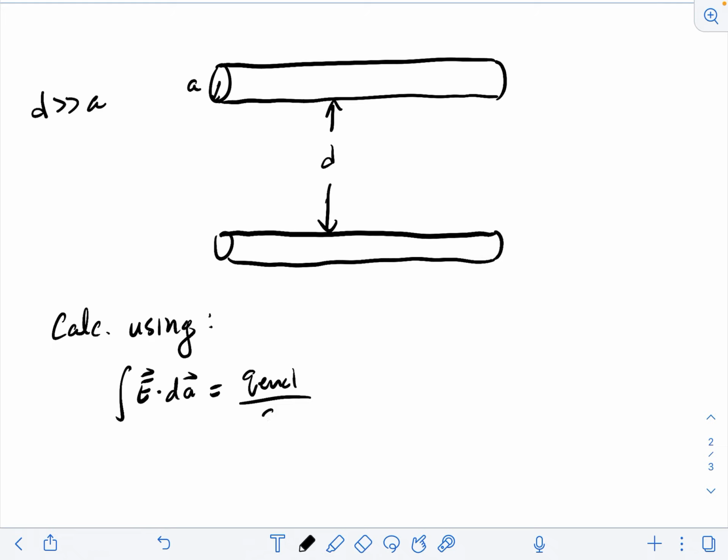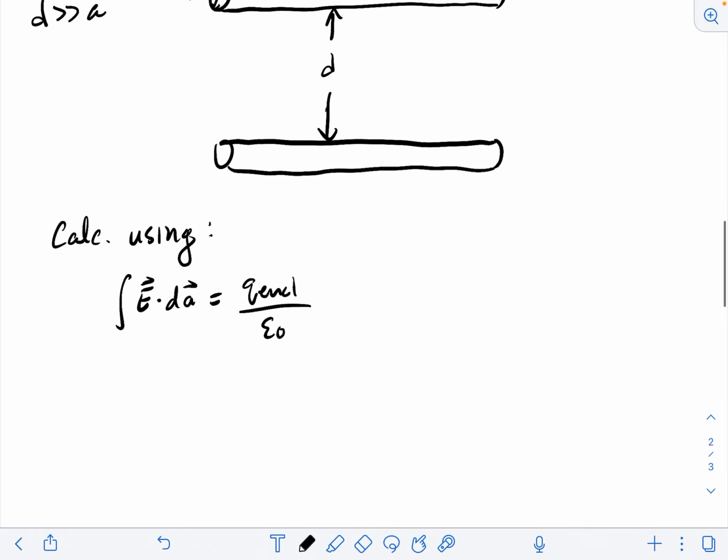Gauss's law is Q enclosed over epsilon naught is equal to the integral of E dot dA, where you would have to define some kind of Gaussian surface. Then once you have that electric field, you could calculate the potential difference using E dot dl, the line integral of the electric field. And once you've calculated that potential difference, it's going to be proportional to the charge on the wires, and that allows you to calculate the ratio Q over delta V, which will lead to the capacitance.